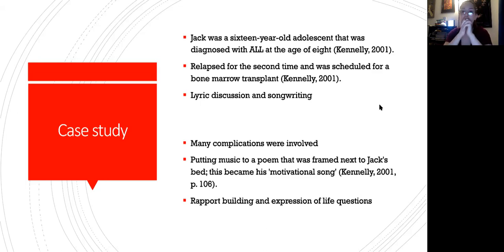Jack had to be transferred to the adult hospital after his third relapse in order to have the bone marrow transplant. There were a lot of potential complications involved, and these were infections, graft versus host disease, failure of the procedure, and graft failure as well.